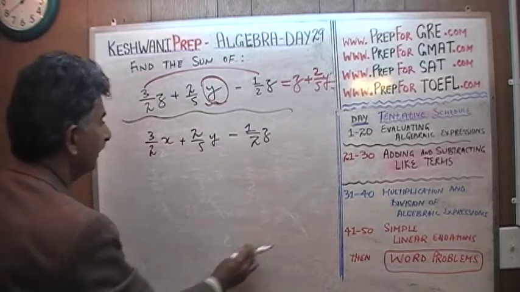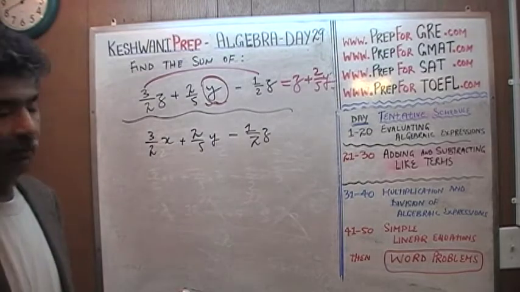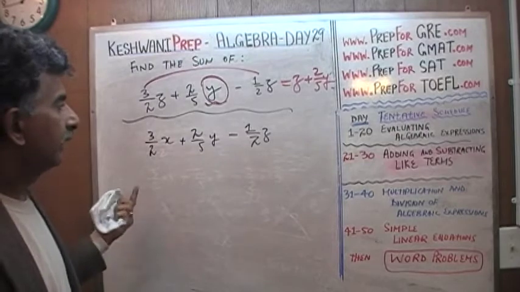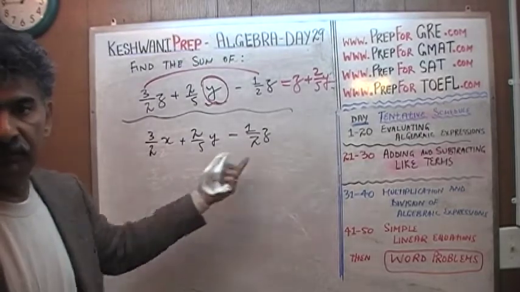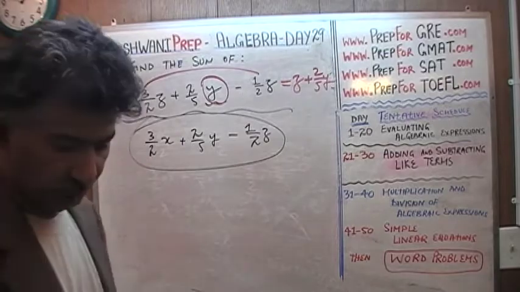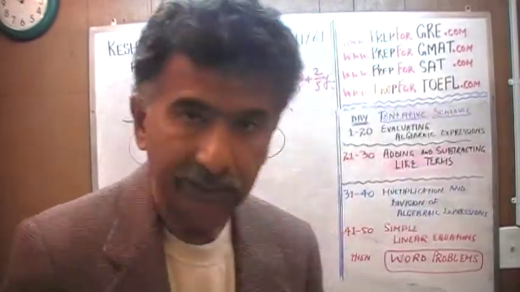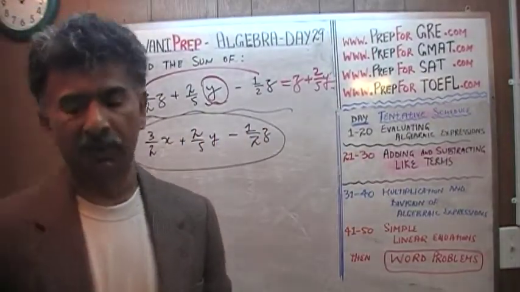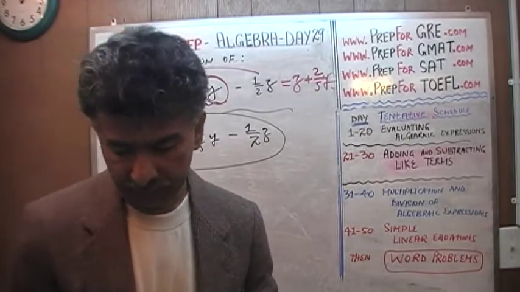But here, they are not numbers. You can't combine them. These are all unlike terms. If somebody asks you to combine the like terms here, you tell them it cannot be reduced. It cannot be simplified. It is already in its simplest form. Nothing can be combined here. All three of them are unlike terms.